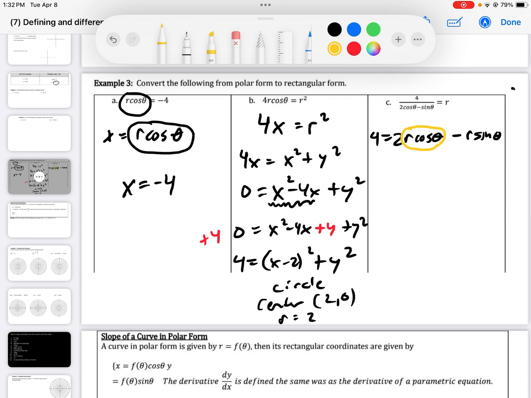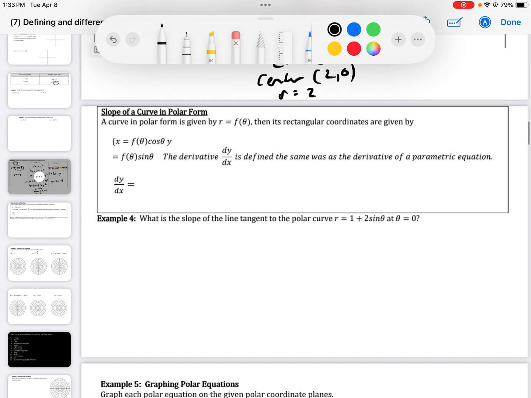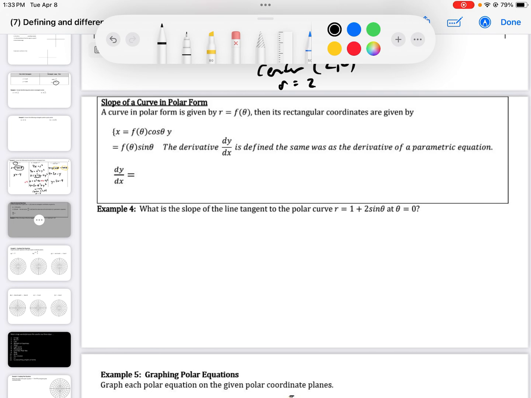And now I realize that, okay, r cosine theta is x, r sine theta is y, so I have 4 is equal to 2x minus y. Solve for y, y is equal to 2x minus 4. That would be the rectangular form.